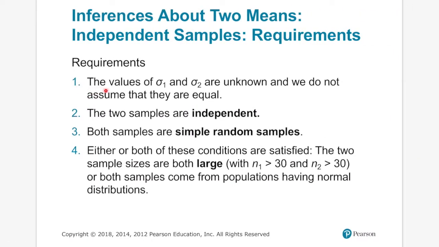Requirements: 1. The values of sigma 1 and sigma 2 are unknown, and we do not assume that they are equal. 2. The two samples are independent. 3. Both samples are simple random samples. 4. Either or both of these conditions are satisfied: the two samples are both large, with n1 greater than 30 and n2 greater than 30, or both samples come from populations having normal distributions.